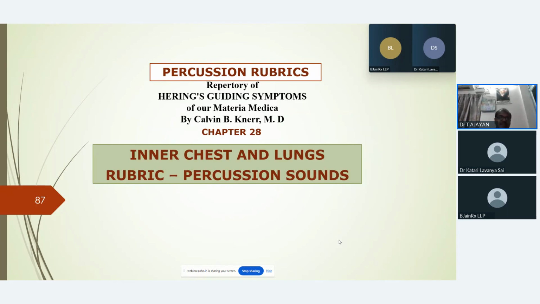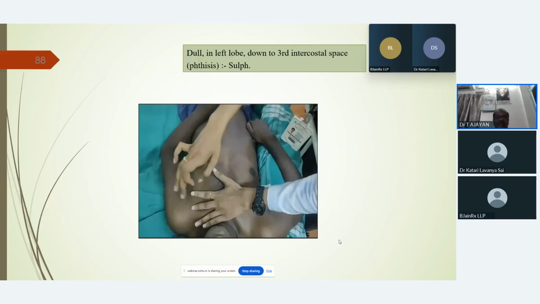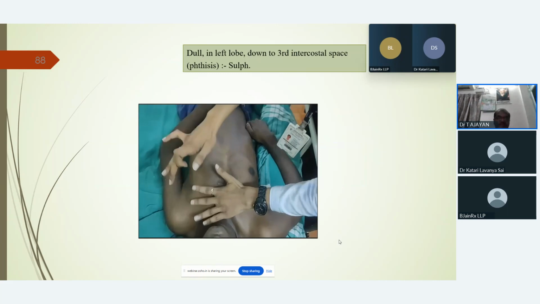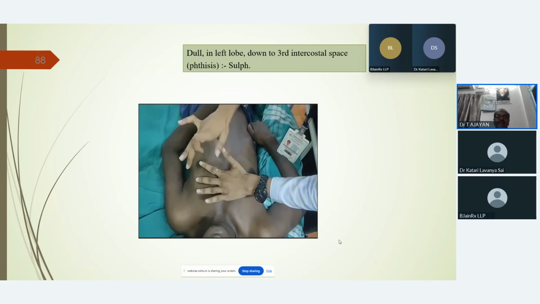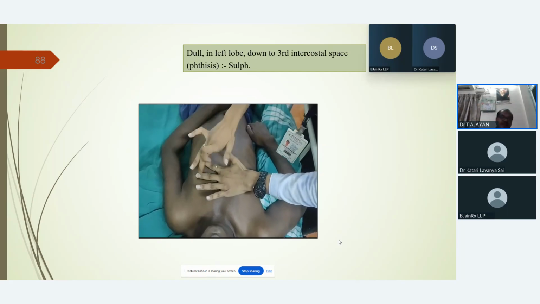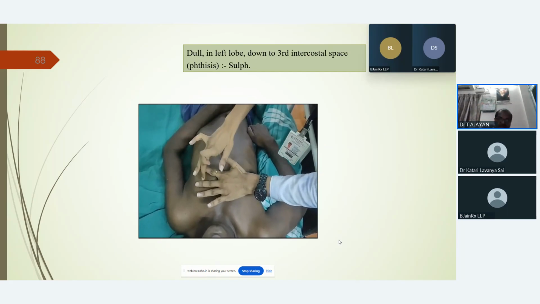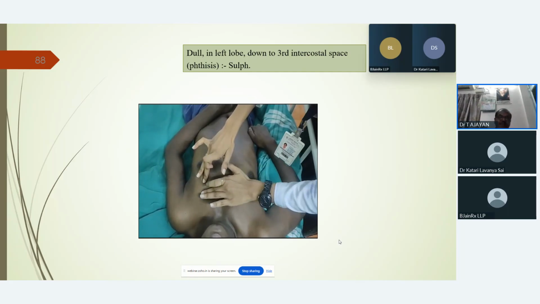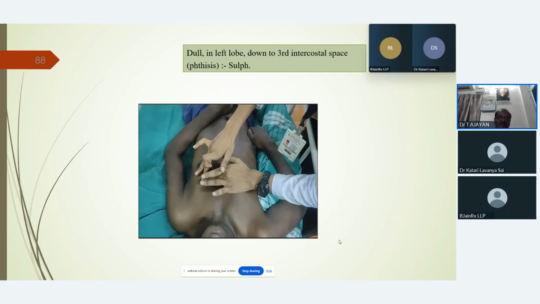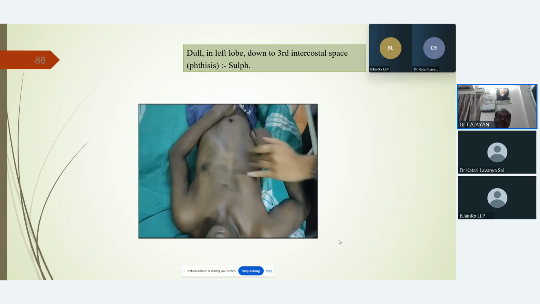Look, we are seeing a number of percussion related rubrics in this repertory. Inner chest, percussion sound: look here, dull in left lobe down to third intercostal space. That is the beauty of the homeopathy science. Look here, their specification is very important: down to third intercostal space. There is only one drug there.